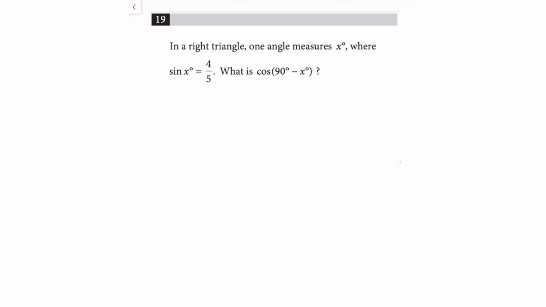Number 19. In a right triangle, one angle measures x degrees, where sine of x equals 4 over 5. What is the cosine of 90 minus x? So what we're going to do is remember our SOHCAHTOA, where we have sine equals opposite over hypotenuse, cosine equals adjacent over hypotenuse, and tan equals opposite over adjacent. Now, we don't need tan here because I don't have a tan function here.